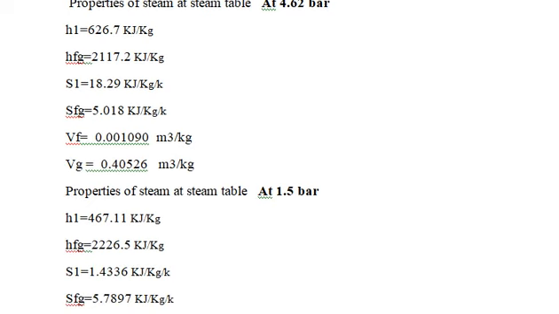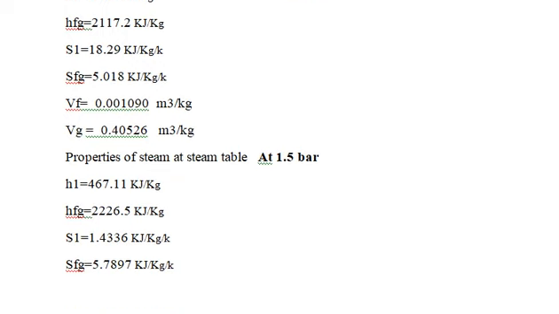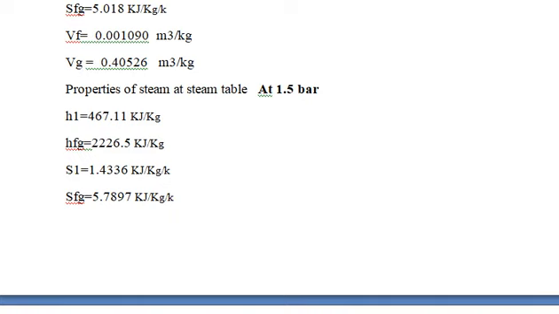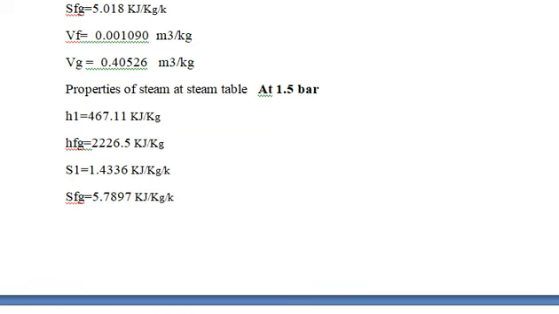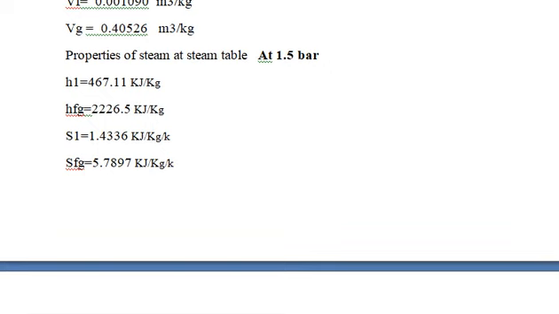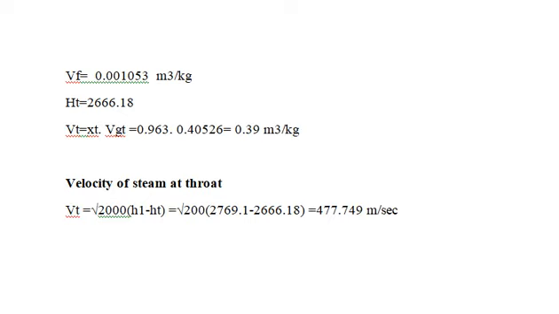Then Vf, specific volume, 0.001090 meter cube per kg, and Vg equals 0.40526 meter cube per kg. Then you have to find the values from the steam table again. At 1.5 bar, you have to find out the values Hf, Hfg, Sf, Sfg, Vf and Hg. Then Hf equals 467.11 kJ per kg, Hfg equals 2226.5 kJ per kg, Sf equals 1.4336 kJ per kg Kelvin, Sfg equals 5.7897 kJ per kg Kelvin. Then Vf is 0.001053 meter cube per kg and Hg, the enthalpy, 2666.18.